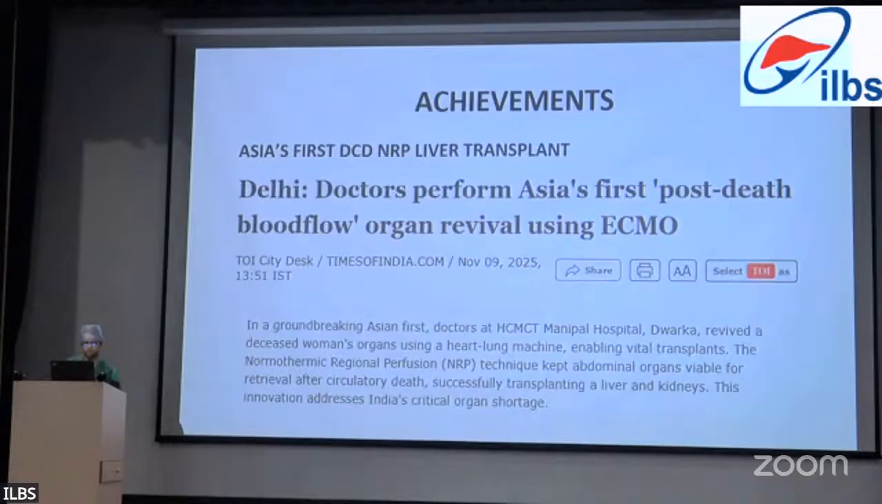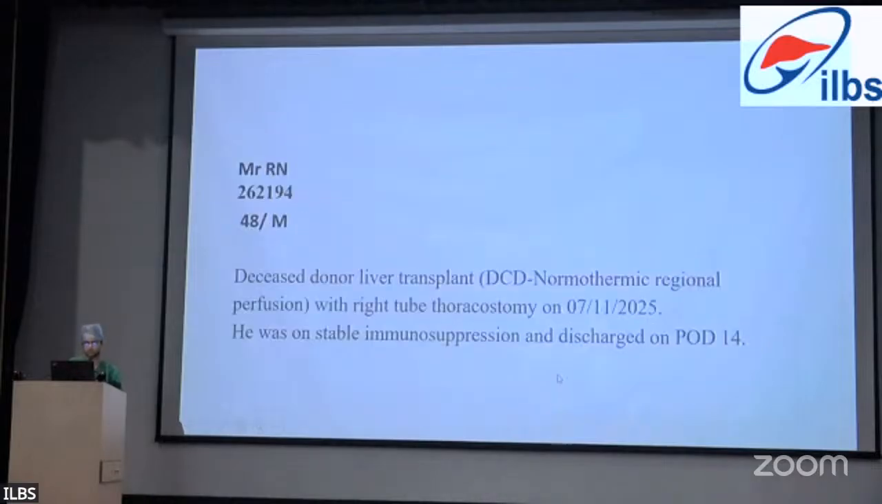Before coming to the mortality and morbidity, I would like to share some achievements. This time we did Asia's first DCD NRP liver transplant, where the liver was from Manipal Hospital, Dwarka. The donor was kept on normothermic regional perfusion, and we did the transplant. Then Mr. RN, a 48-year-old male, had a deceased donor liver transplant with a right tube thoracostomy, and he was discharged on post-op day 14 with stable immunosuppression.